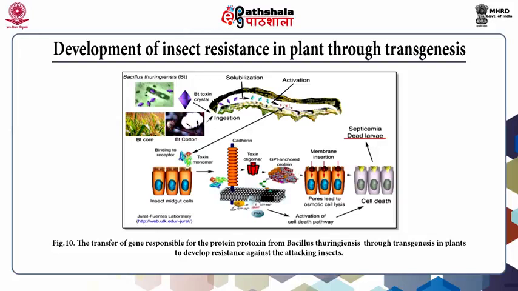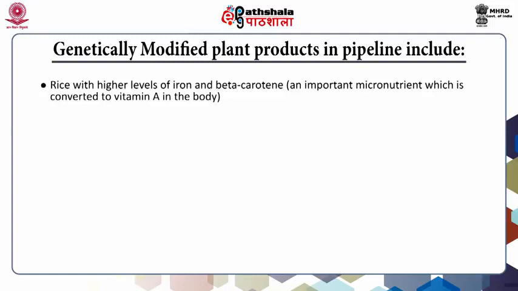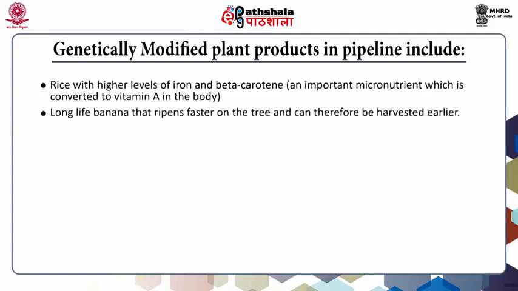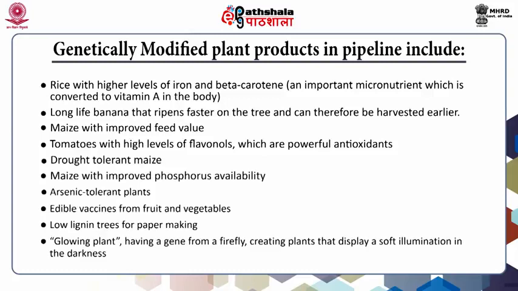Also, transgenic plants can be designed to produce a variety of useful compounds like therapeutic products and metabolites. Recently, transgenic crops with combined traits like herbicide tolerance and insect resistance have been developed. Genetically modified plant products in the pipeline are increased levels of iron and vitamin A in rice, a fast ripening process in banana, improved feed value in maize, high levels of flavonols in tomatoes, and drought tolerance in maize.